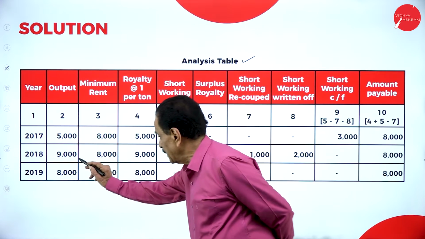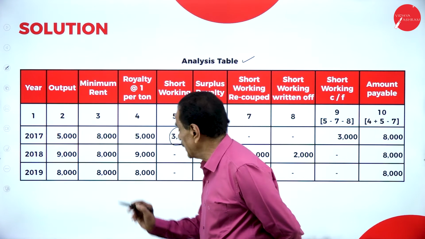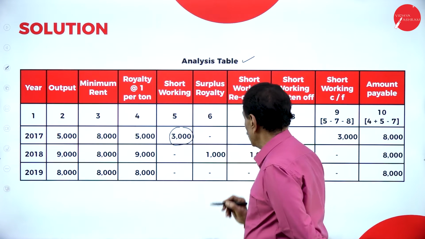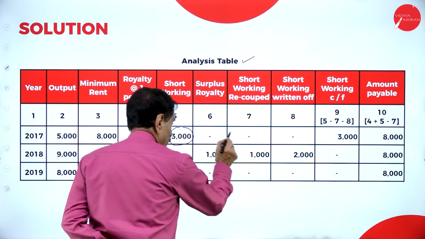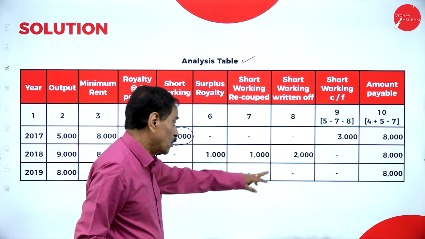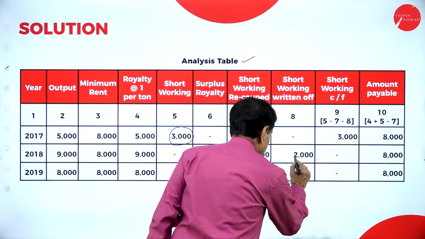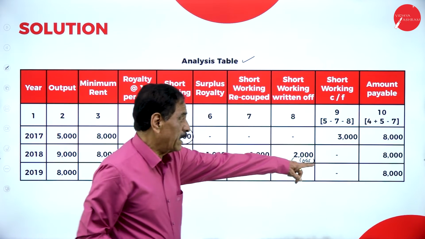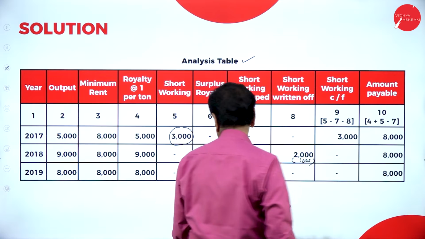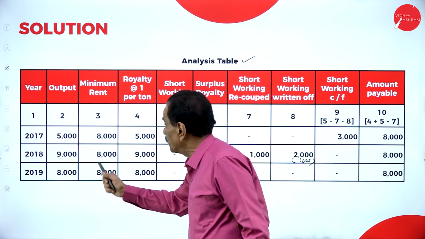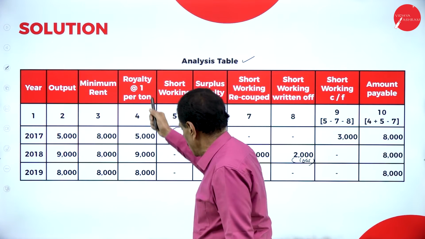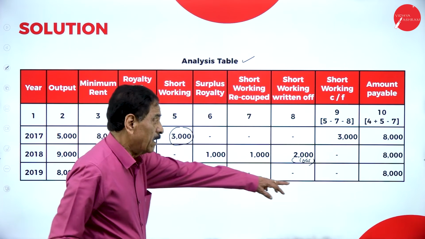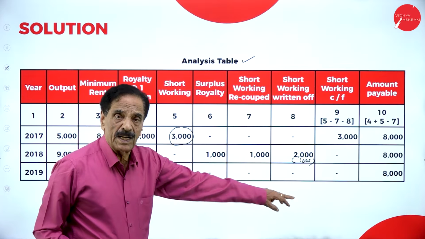Second year, output 9,000. Minimum rent is 8,000. Royalty is 9,000. How much surplus? 1,000 out of 3,000. How much recovered? 1,000. How much could not be recovered? 2,000 is nothing but a loss. Payable to landlord 8,000. Next year, your output is 8,000. Minimum rent 8,000, royalty is 8,000. No surplus, nothing. Payable to landlord is 8,000 only, whichever is higher.